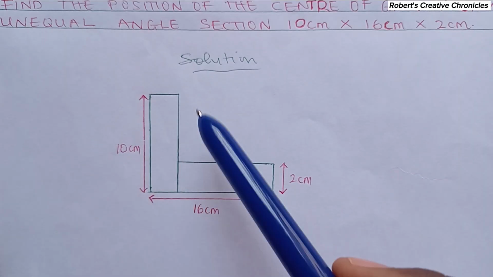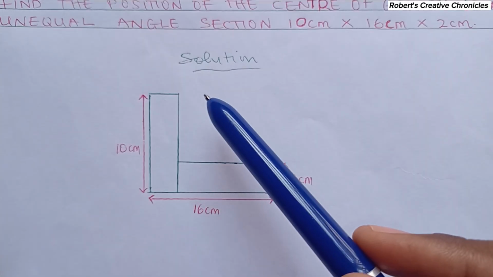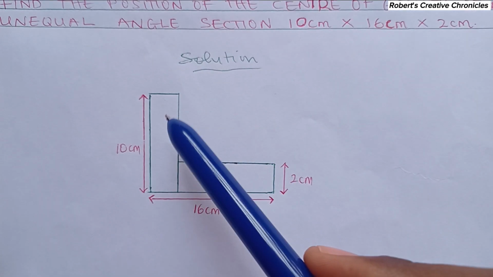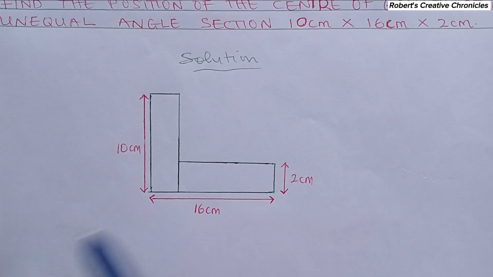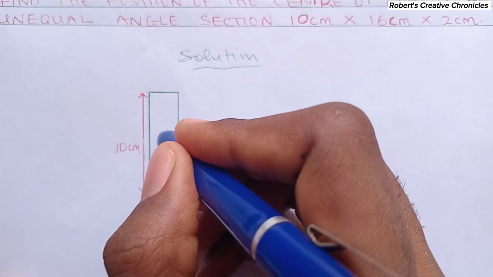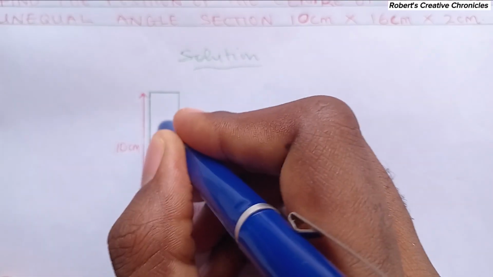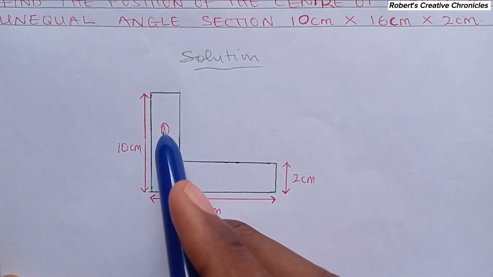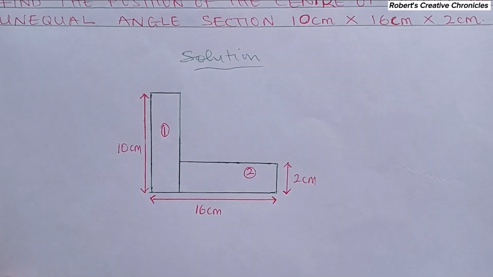Unlike the T section, where we only need to use one axis as our reference axis, in this one we have to use two, because there is no axis that is obviously symmetrical in this unequal angle section. So this one will be our first shape. This is the first rectangle, and this is the second rectangle.